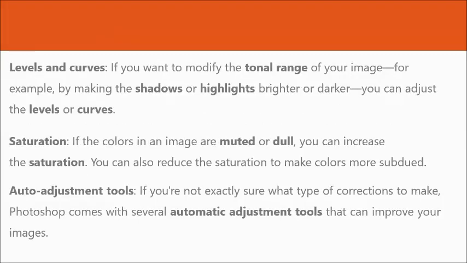levels and curves. So if you want to modify the tonal range of your image, for example, by making shadows or highlights brighter or darker, you can adjust the levels or curves. For the saturation, if the colors in an image are muted or dull, you can increase the saturation. You can also reduce the saturation to make colors more subdued. For the auto adjustment tools, if you're not exactly sure what type of corrections to make, Photoshop comes with several automatic adjustment tools that can improve your images.